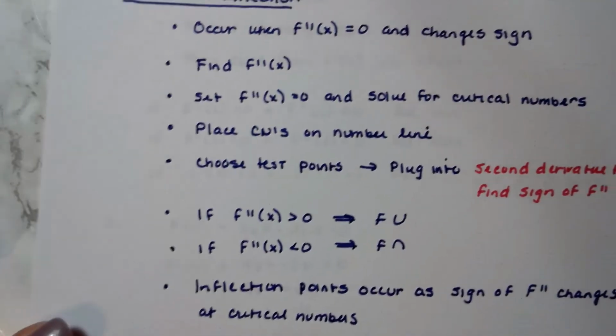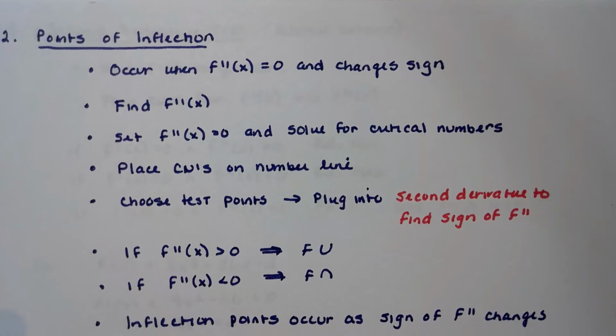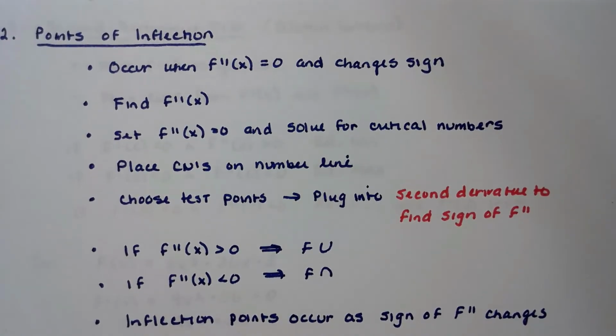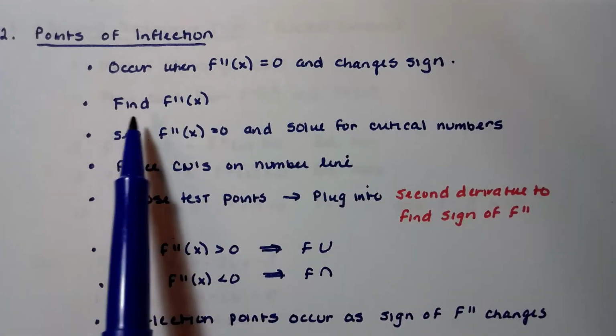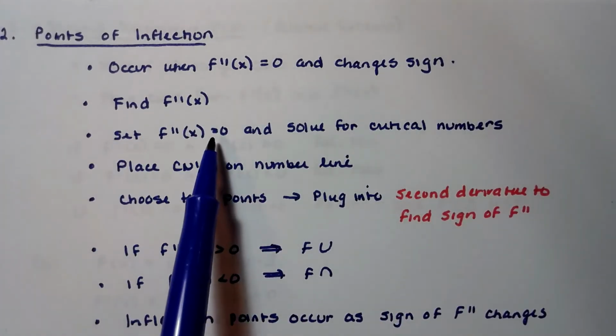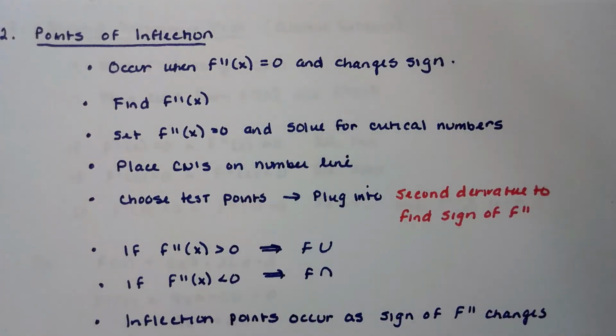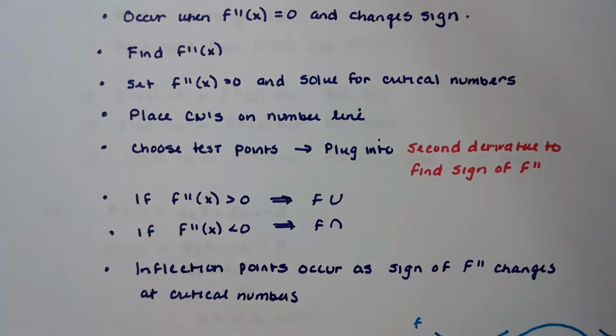The points of inflection, well, that's where we use the second derivative to figure out where it equals 0 and changes sign. That's really, really important. So you find the second derivative, set it equal to 0, and solve for the critical numbers, just like doing the first derivative test, kind of.